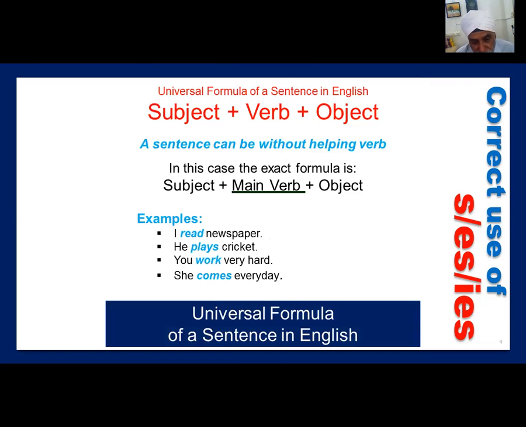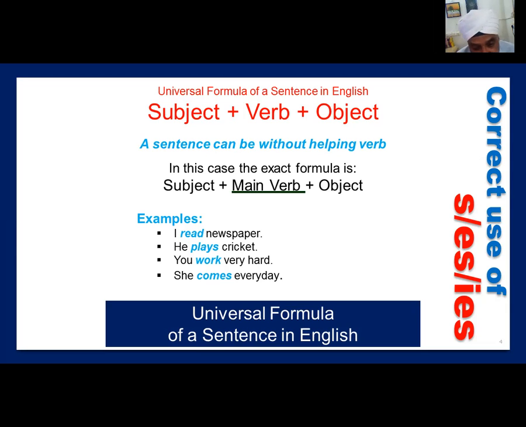Now we may or may not have both the verbs present in our sentences. In many sentences, we don't have a helping verb. When there is no helping verb, the formula of the sentence is subject plus main verb plus object. And we have the examples there: I read newspaper, he plays cricket, you work very hard, she comes every day. In none of these sentences do we have a helping verb.